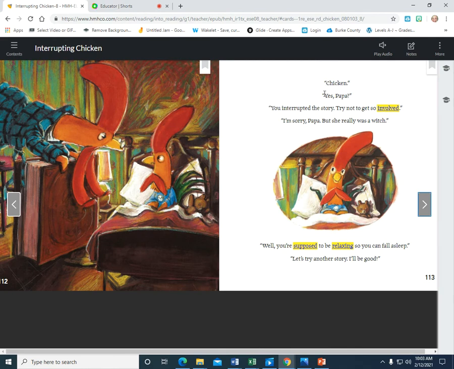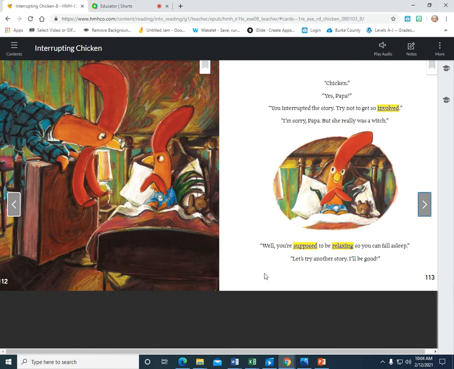Chicken. Yes, Papa. You interrupted the story. Try not to get so involved. I'm sorry, Papa, but she really was a witch. Well, you're supposed to be relaxing so you can fall asleep. Let's try another story. I'll be good.